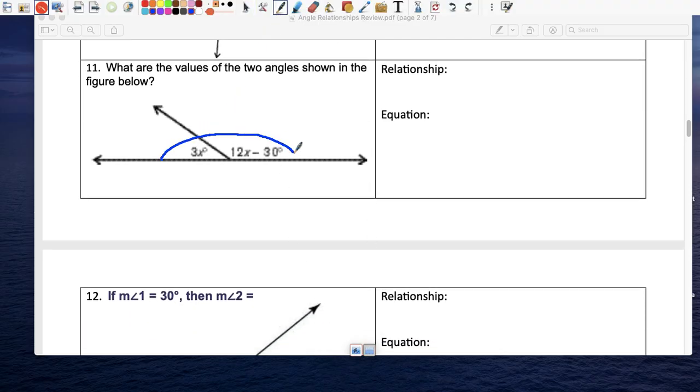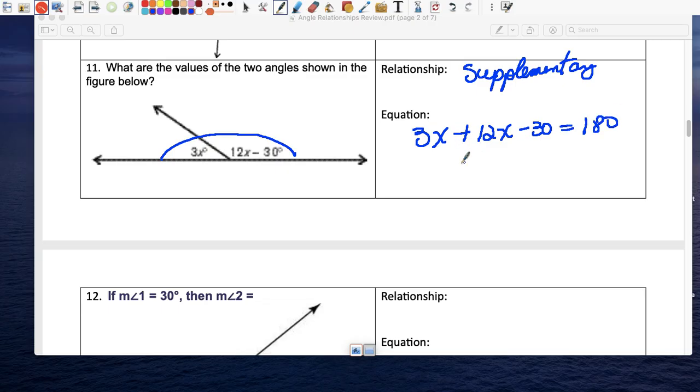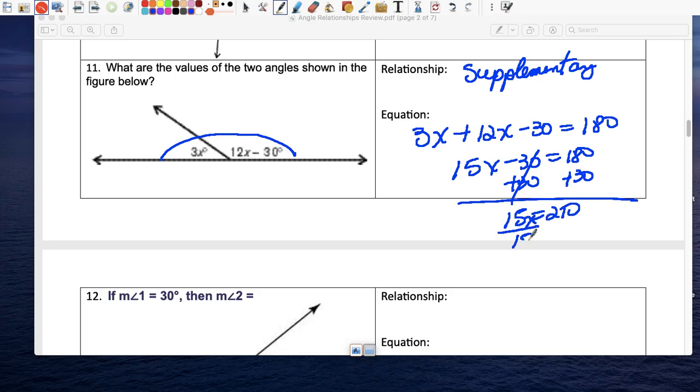11. What kind of relationship do these two angles have? Well, what do we know about this whole angle? It's 180, so these two are supplementary. Which means I can set up my equation: angle 3x plus angle 12x minus 30 is equal to 180. Combine like terms, 15x minus 30 equals 180, plus 30, plus 30. That goes away, 15x equals 210, divide by 15, divide by 15.